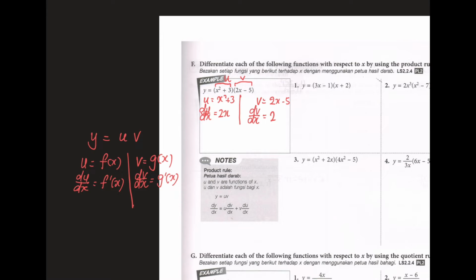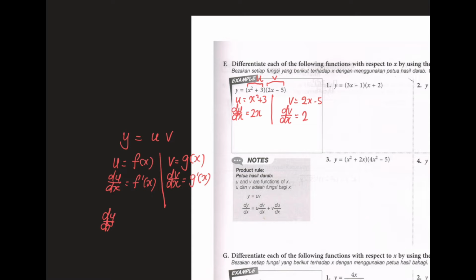After I find this, we have to use this formula to get our dy/dx. So how to use this formula? In general, dy/dx equal to, you see, we take u first. That means we take f(x) first. We put back our f(x), and then we multiply it with dv/dx, which is g prime of x, plus, followed by v. v is g(x), multiplied with du/dx, which is f prime of x.